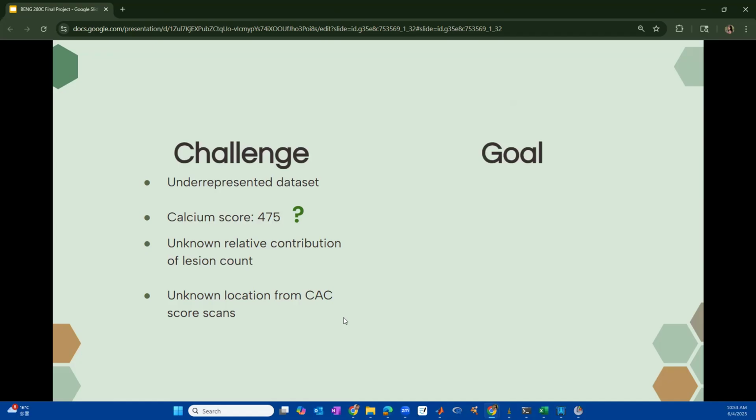So our goal, number one, is to augment the data set by generating synthetic calcium lesions. This helps us overcome data scarcity and improve model robustness. And then we're going to extract richer metrics from lesions, for example, reflecting their shape, their distribution, and composition. For example, how does a score 100 lesion actually look, and where does it form in the artery? So by bridging CAC and CCTA, our second goal is to learn how these lesions behave, not just how many there are.